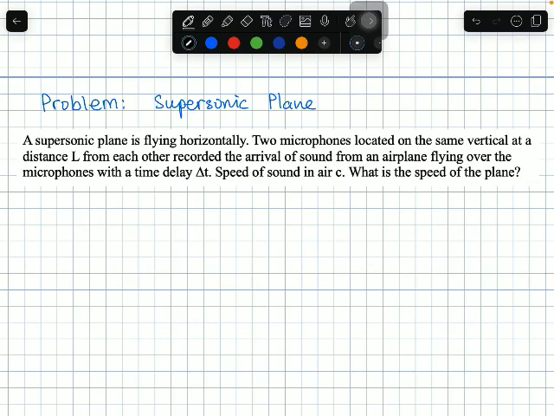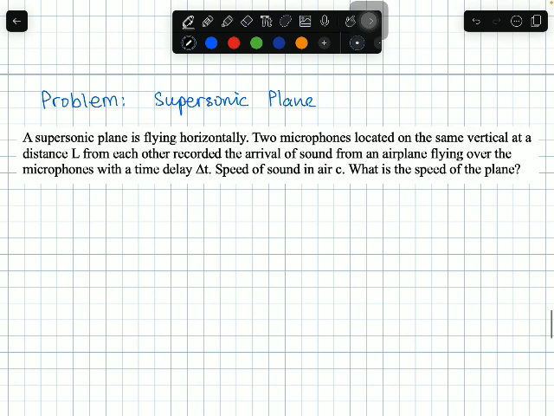Hello everyone. There is another interesting problem about the supersonic plane. The problem states a supersonic plane is flying horizontally. Two microphones located on the same vertical at a distance L from each other recorded the arrival of sound from an airplane flying over the microphones with a time delay delta t. Speed of sound in air is given as c, and the question asks what is the speed of the plane.